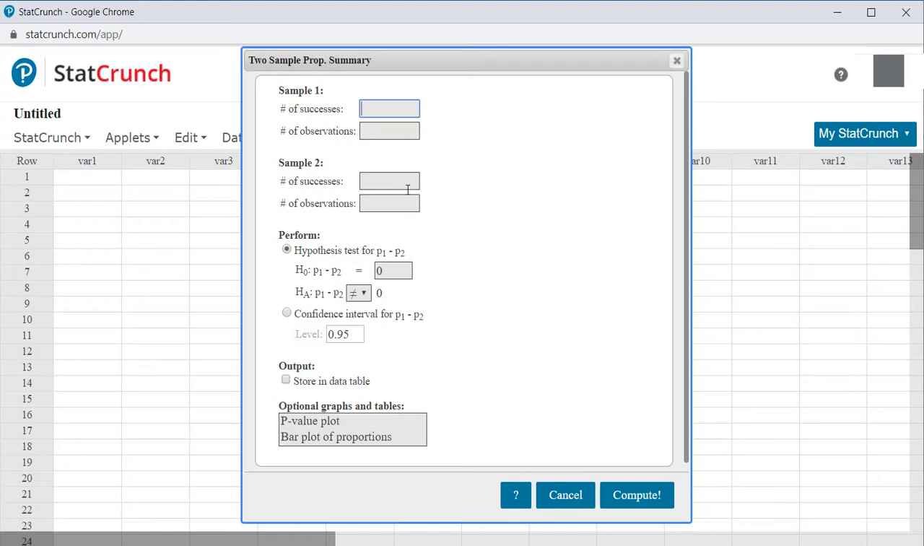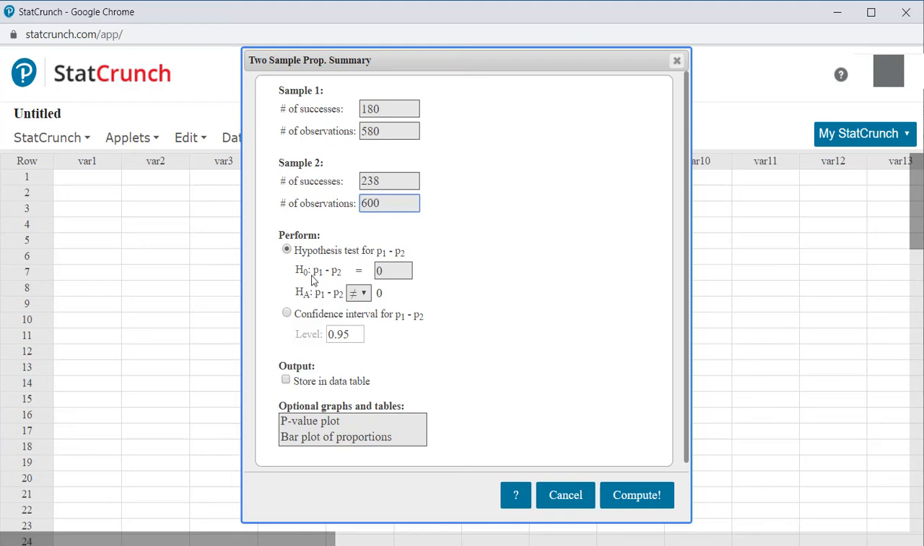So again, if sample 1 is coming from Catholics and sample 2 is coming from seculars, I just fill in the information. So the number of successes was 180 for Catholics out of 580 number of observations. For sample 2, we had 238 successes out of 600 observations. We are performing a hypothesis test, so I'm leaving the bullet here for hypothesis test.